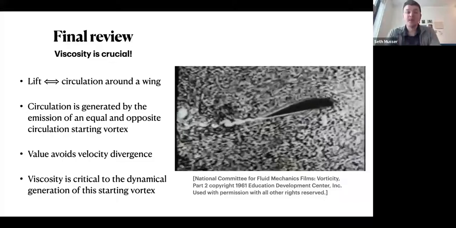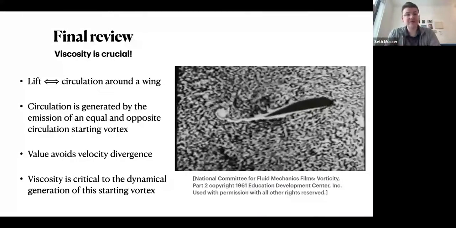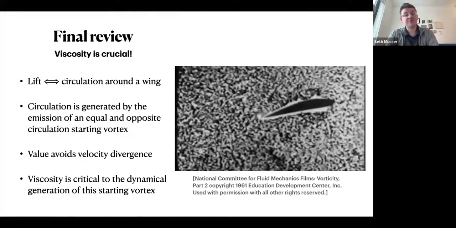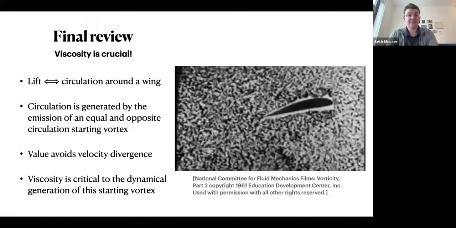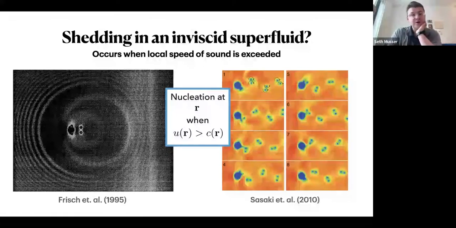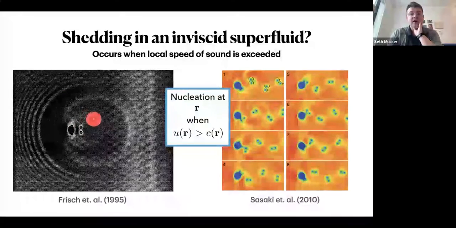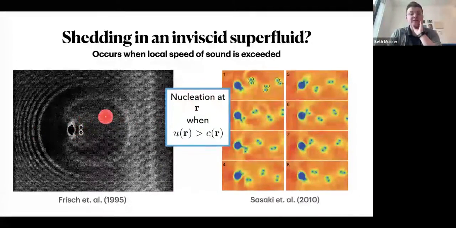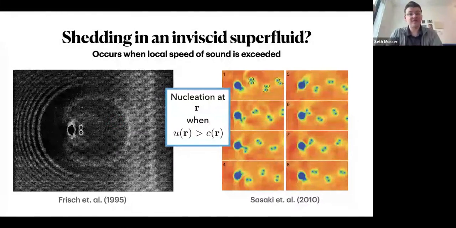Okay. So how might this work in a superfluid? Obviously, we're not going to have a boundary layer, or at least if we have a boundary layer, it won't be the typical boundary layer because we no longer have any viscosity. However, I showed you some numerical simulations earlier that displayed vortex shedding in a superfluid. So we saw some flow around a disk, which was nucleating vortices. So you might ask, if there's no boundary layer, how did that happen in the superfluid?